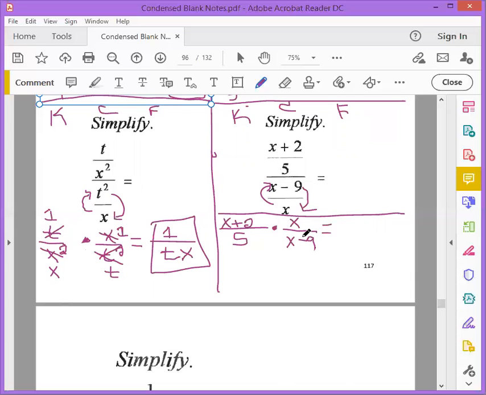Now to simplify this, we would just multiply across. We're going to multiply across because we can't cross cancel. There aren't any terms to cancel out. So in the numerators, we have x times that factor of x plus 2, I'll place in parentheses, divided by 5 times the factor x minus 9 in parentheses. And this is our answer.